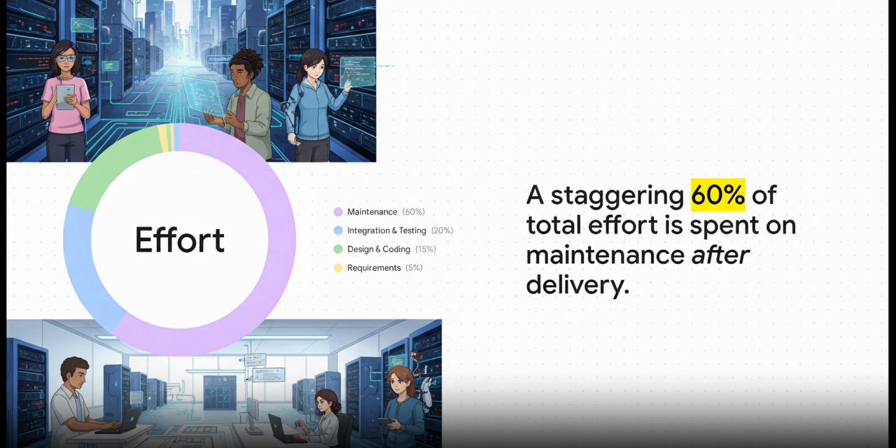Now, here's something that might surprise you about this model. Where do you think most of the effort actually goes? Well, a staggering 60% of a software's total cost is spent on maintenance after it's delivered. Why? Because bugs are often found way too late in this rigid process, making them incredibly expensive to fix. That effort, plus adding new features, just completely dwarfs the initial build.